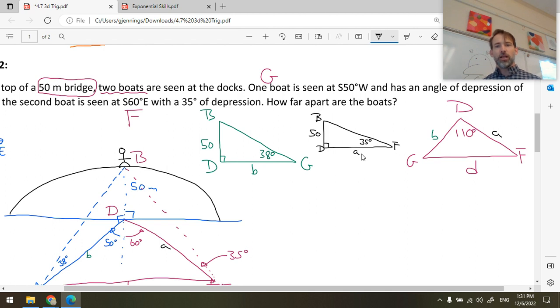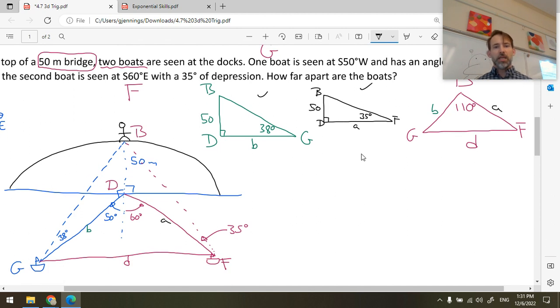So I took these three triangles and drew them in 2 dimensions each. Now I notice this triangle and that triangle are both solvable. I have enough knowns there. I have the right angle, I have another angle, I have a side. So those are solvable triangles. Let's go. So let's solve for b.